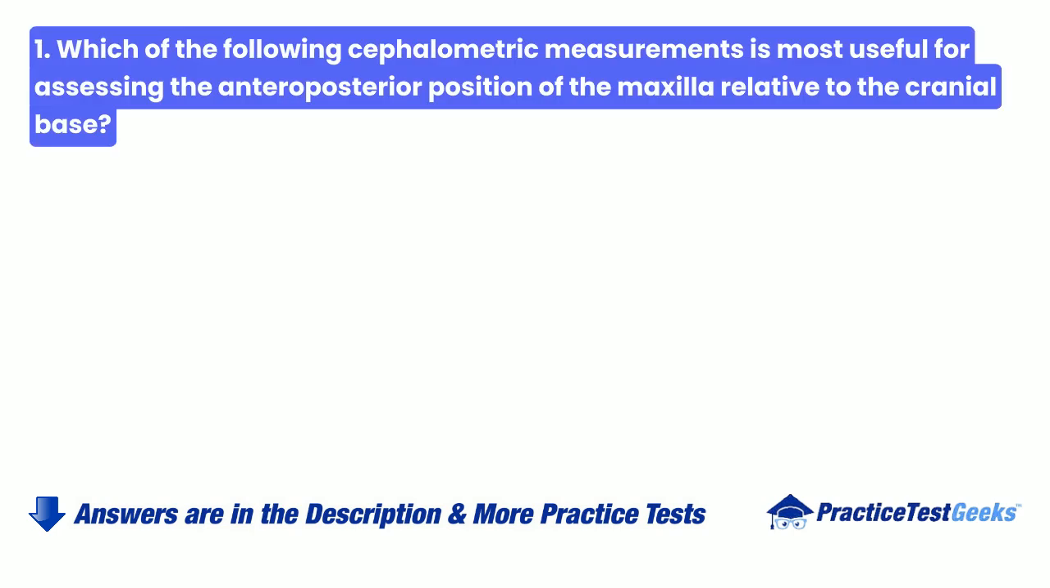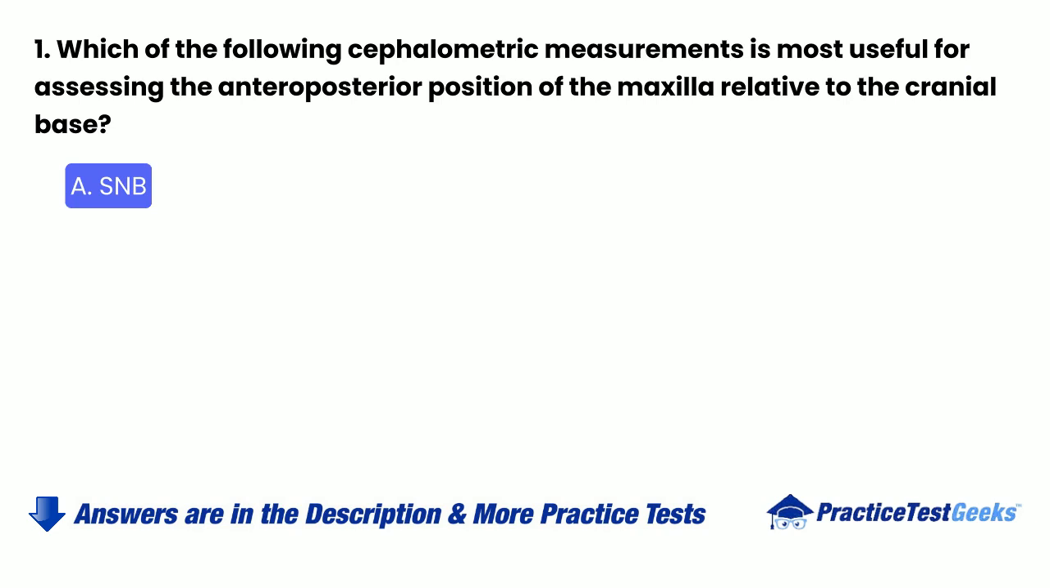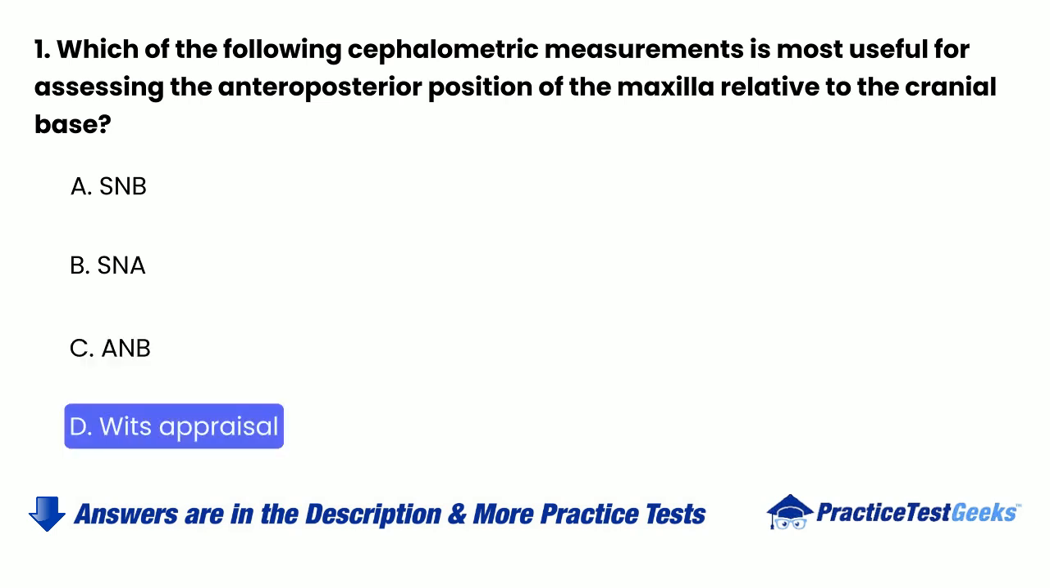1. Which of the following cephalometric measurements is most useful for assessing the anterior-posterior position of the maxilla relative to the cranial base? A. SNB. B. SNA. C. ANB. D. Wits appraisal.